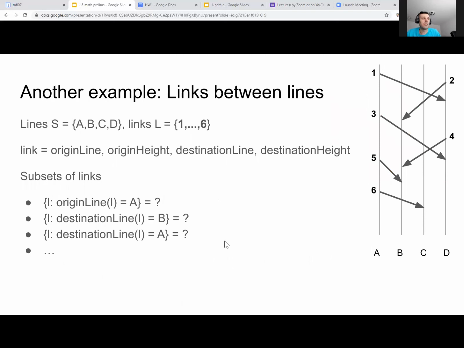And then I'm giving another example, and this example is much more closely related to the fleet assignment. We're looking at sets of links, these arrows between vertical lines. And again, we're looking at certain subsets of links, like links such that, again, important to understand that this colon reads such that, so set of links L such that the origin line of the link is equal to A, basically all the lines that originate at A, and some other notation.